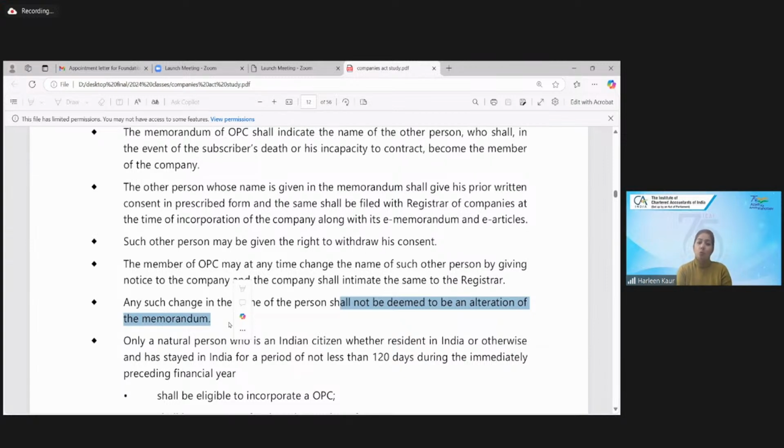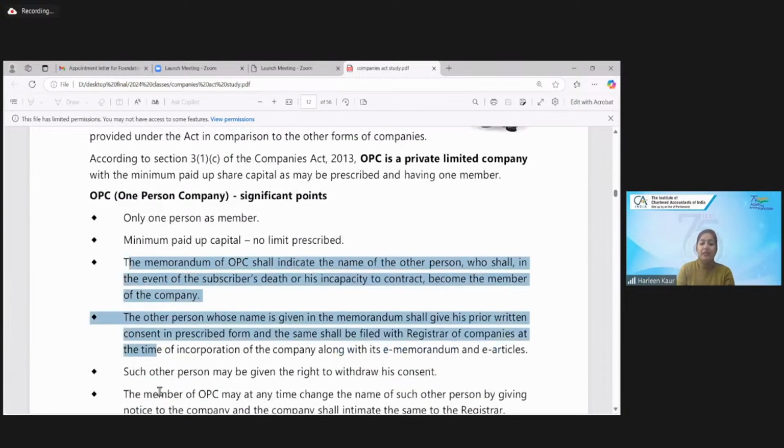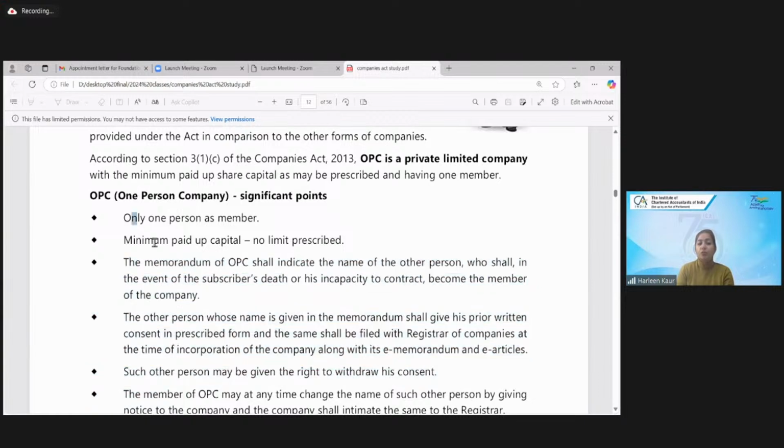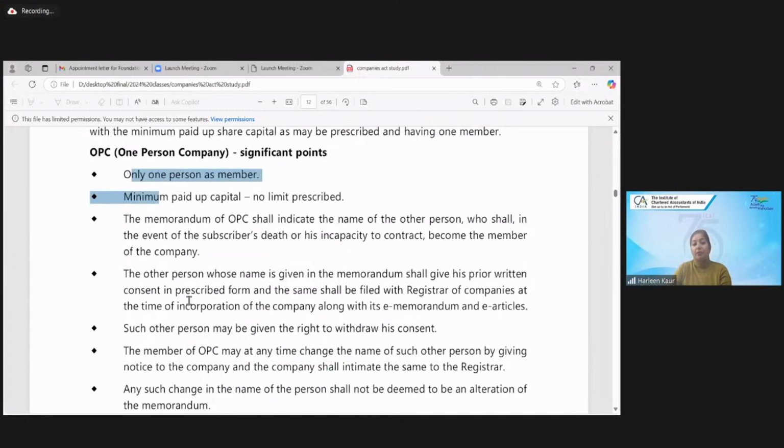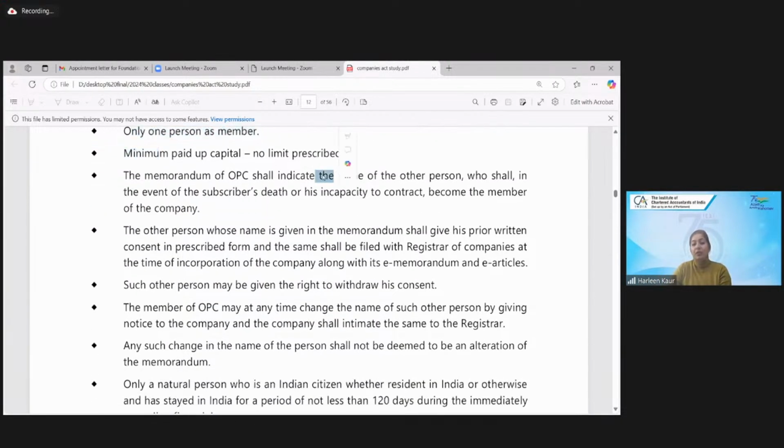You don't need to alter the memorandum of association. Is that clear? So all these 5 points relate to the nominee of the company. The first 2 points are very simple. Only one person can be appointed as the member. The minimum paid up share capital, there is no limit has been laid down for the minimum paid up share capital. Nominee's name is to be given.